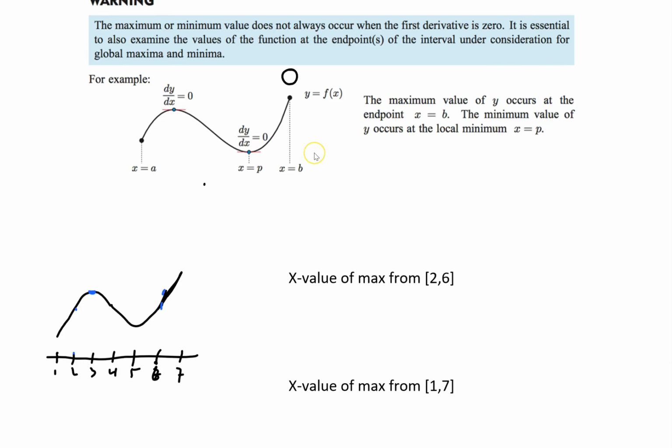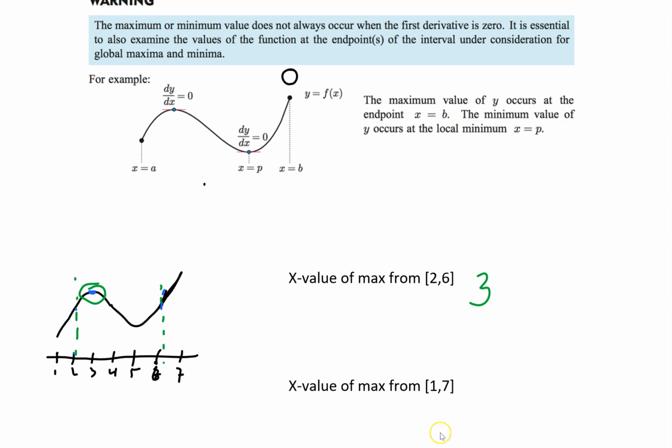So let's look at this example right here. Let's find the x value of the maximum from 2 to 6. So again, notice this is from 2 to 6. On my little graph right here, I'm only going from 2 to 6. Well, the max would be right here, at 3.